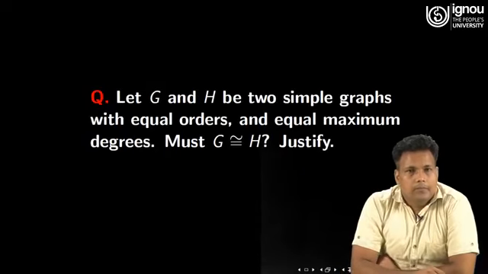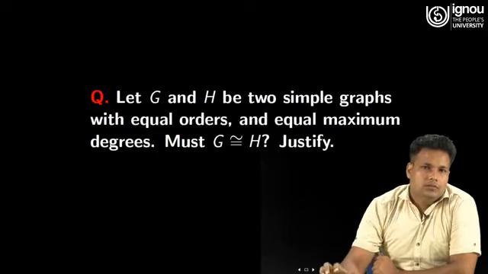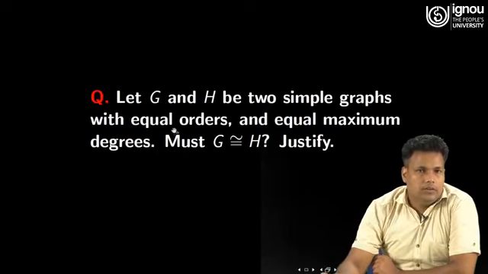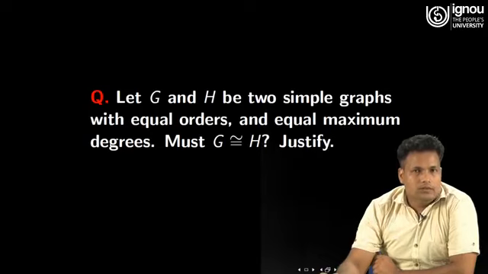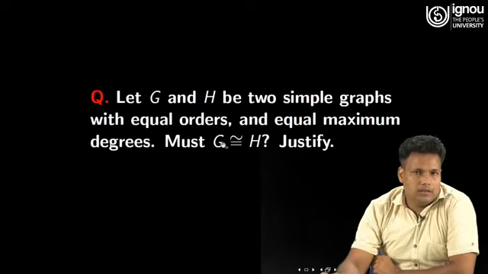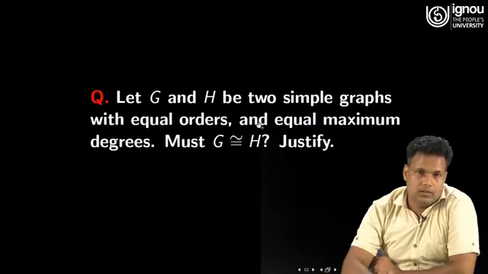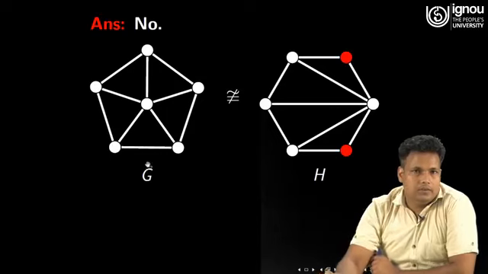Let's look at another question. Let G and H be two simple graphs which have equal orders and equal maximum degrees. The question is, must G be isomorphic to H? What you have to show is that the answer is false. You need a counterexample. You have to construct two graphs which have the same order and the same maximum degree, but are not isomorphic. So one such pair of graphs is shown here.